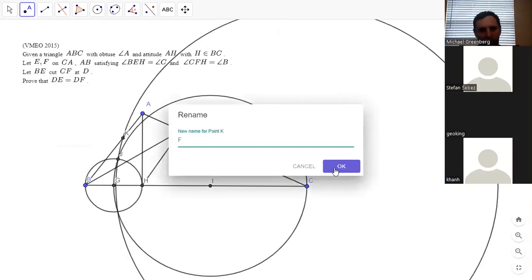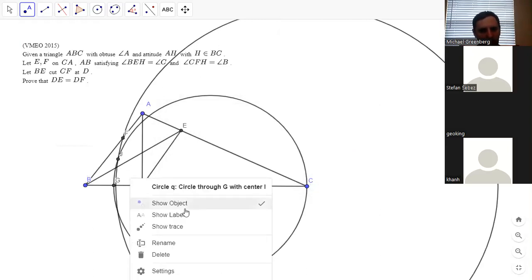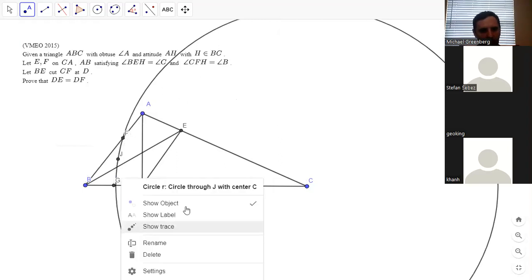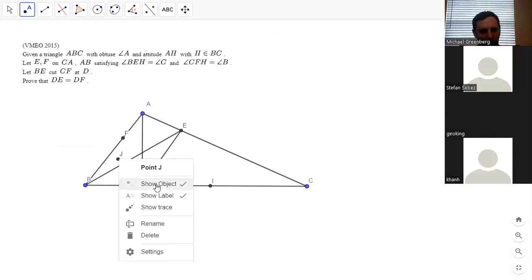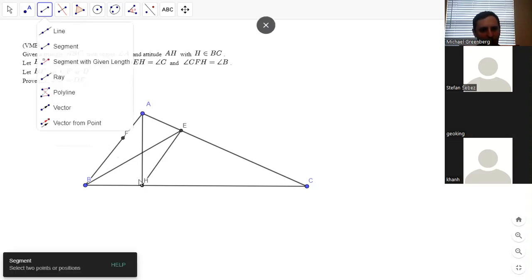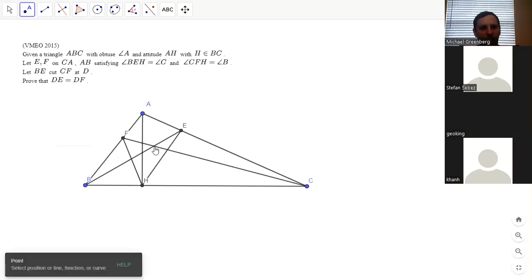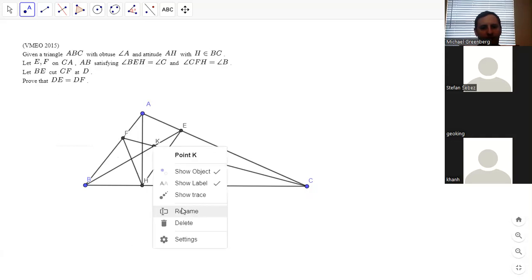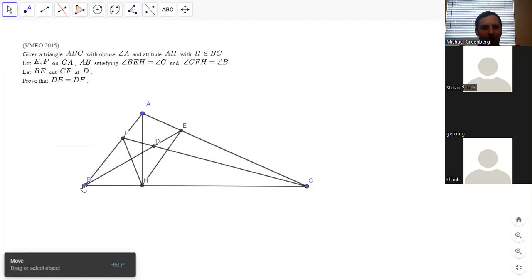All right. Hide that, hide that, hide that, hide this. Okay. So CFH is equal to angle B. And we want to let BE intersect CF at D. And then we want to show that DE equals DF. This problem actually looks really familiar. Any of you seen this before?